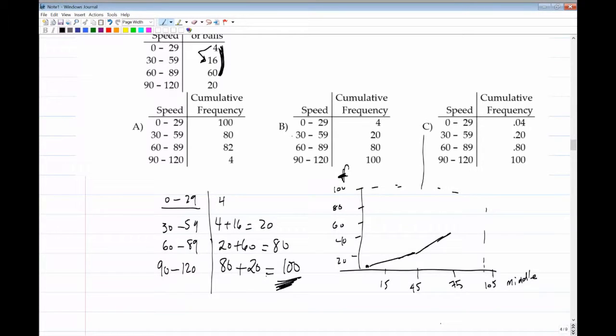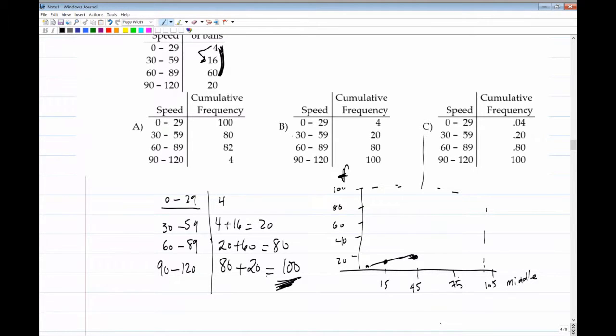I'm not sure if we took the middle, but 0 to 29, halfway is 15 or 14. So for the first class we have 4, which is somewhere over here. For the next class, the middle point between 30 plus 59, divided by 2, is almost 44. So 45 is good enough. At 45 we have 16, so it should be a little bit less than this. If we want to be more accurate, we should have 16 somewhere over here.